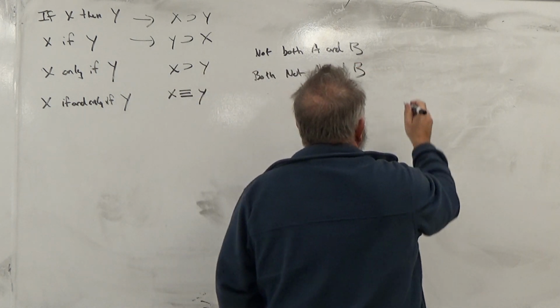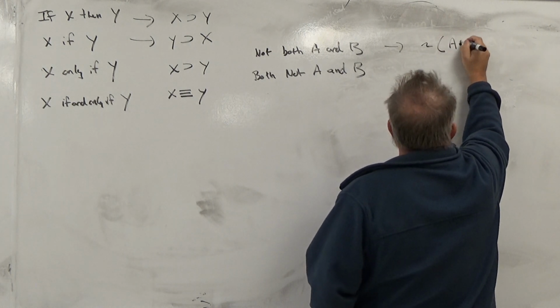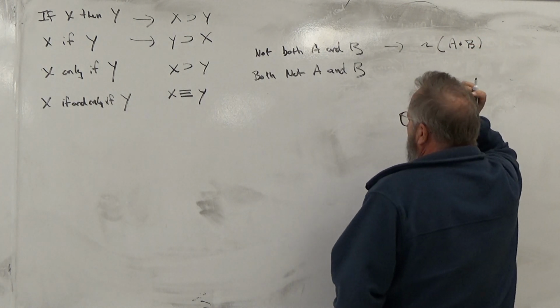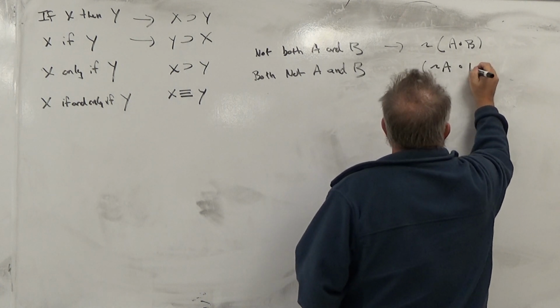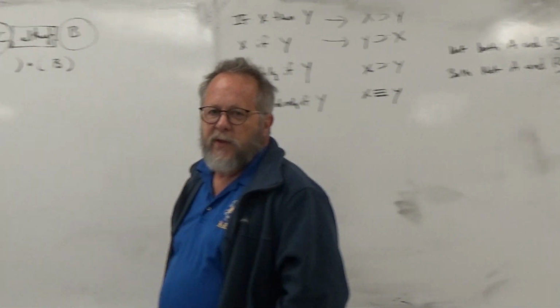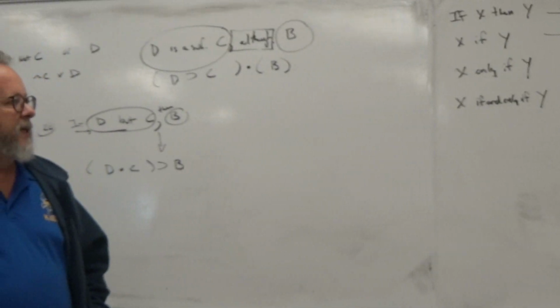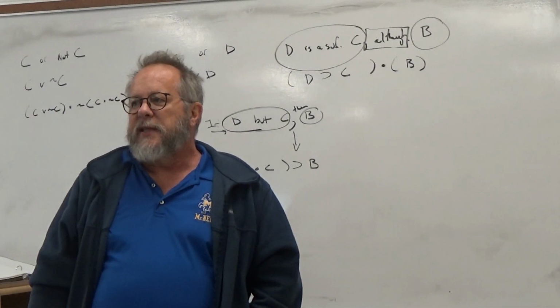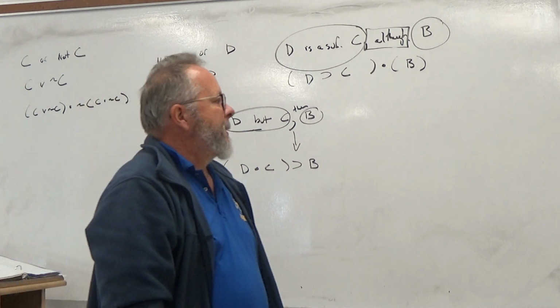Not both A and B would be this. Not both A and B. Both not A and B. See the difference between those two? And on that second one it says both not, that not only applies to the A. Okay?